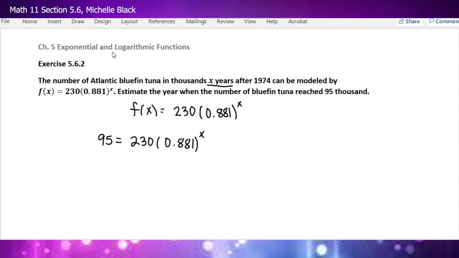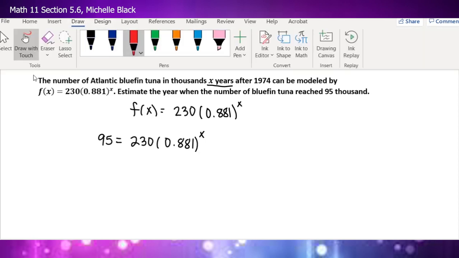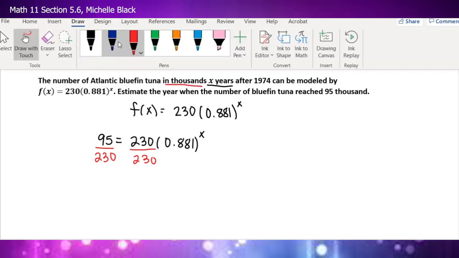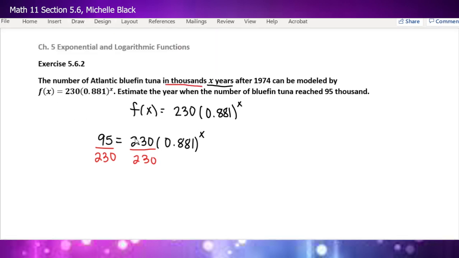And now it just looks like an exponential equation that I need to solve. So I'll start by dividing the 230. Also, I didn't write 95,000 because this equation was given to us for tuna in thousands, so it's already taken care of. When I divide that in my calculator, I get 0.413 equals 0.881 to power x.